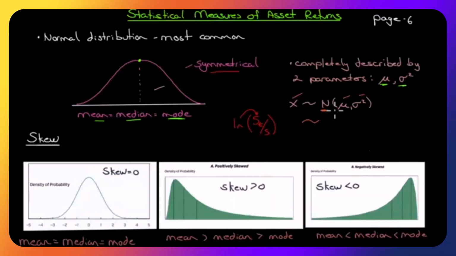Let's introduce deviations from it. The first one is skew. So if you have a normal distribution, you will have a skew of 0, and as we've said, the mean equals the median equals the mode. Sometimes you will have a positively skewed distribution. This is something you'd normally see.